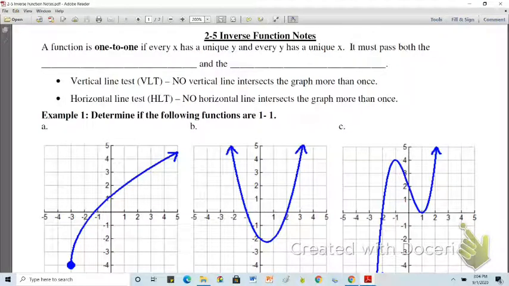Today we're going to be talking about inverse functions. A function is one-to-one if every x has a unique y and every y has a unique x. It must pass both the vertical line test and the horizontal line test.